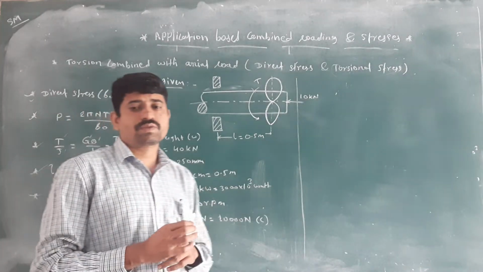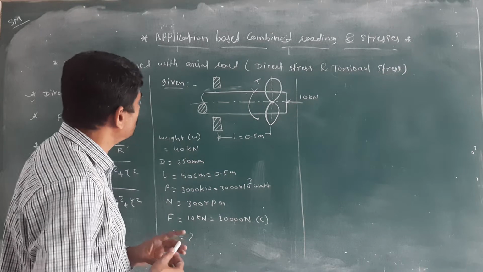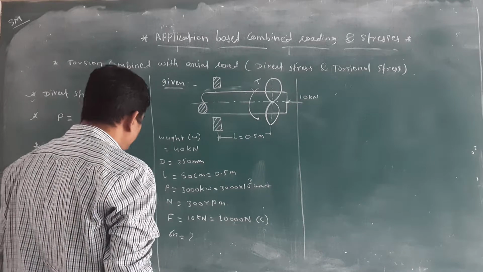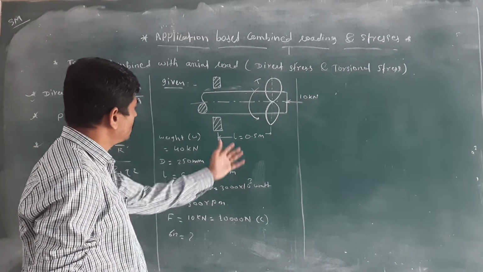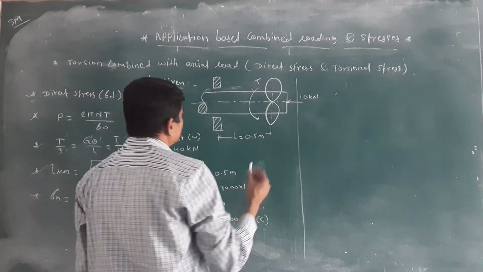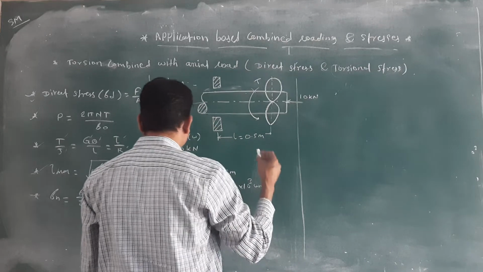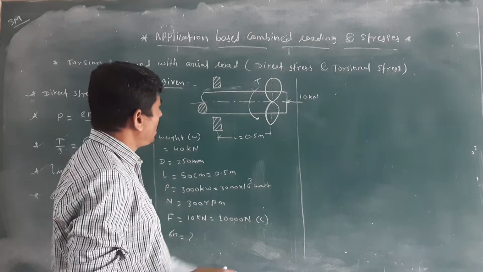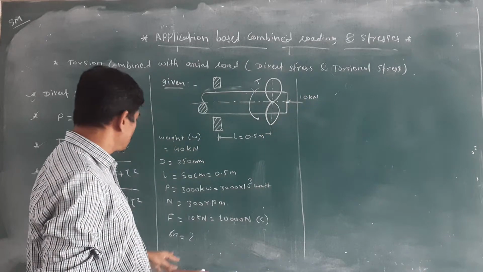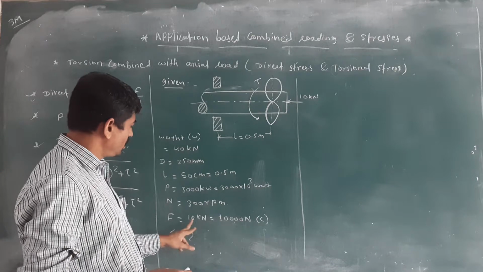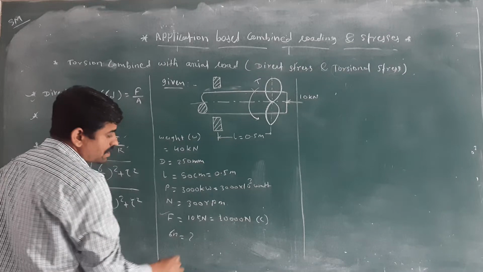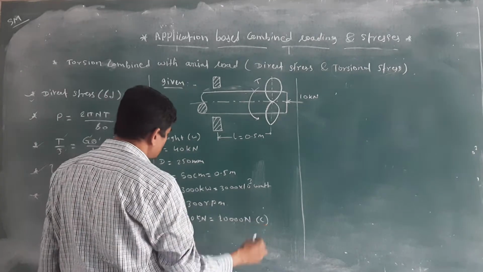What is the application of this? I have taken one application, a propeller shaft. One propeller shaft is given having a length of 0.5 meter, or 50 centimeter. A torque acts in the anti-clockwise direction on that propeller shaft. A compressive force of 10 kilonewton acts. I have converted it into Newton: 10 into kilo means 10 raised to 3. This compressive force acts.